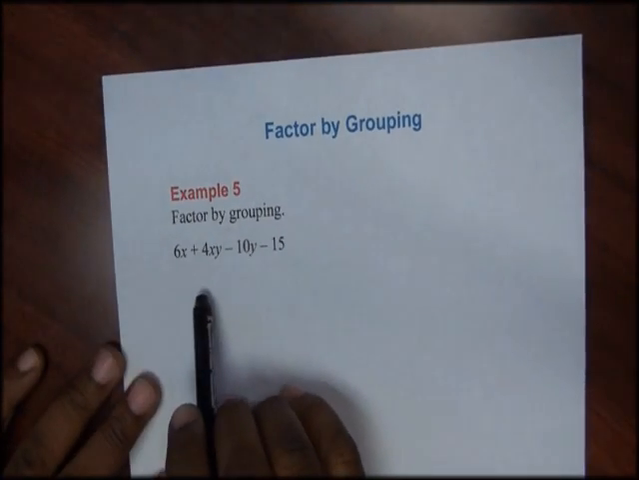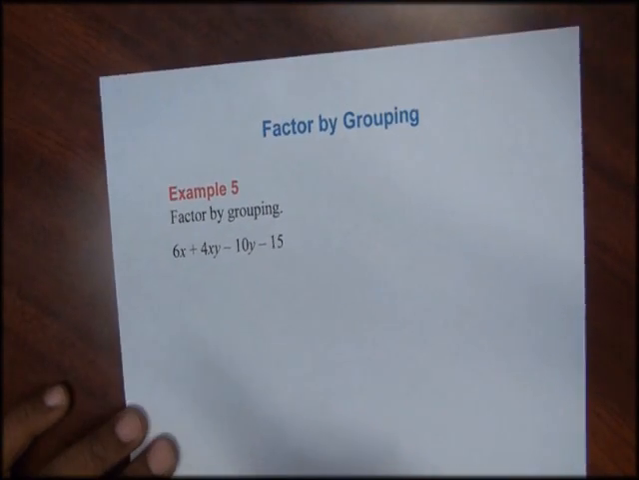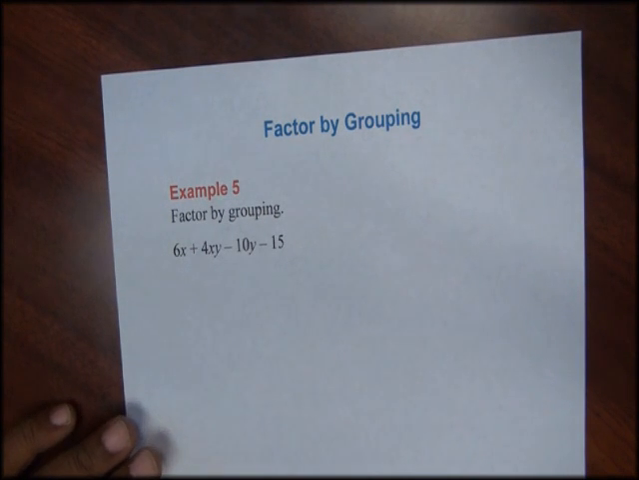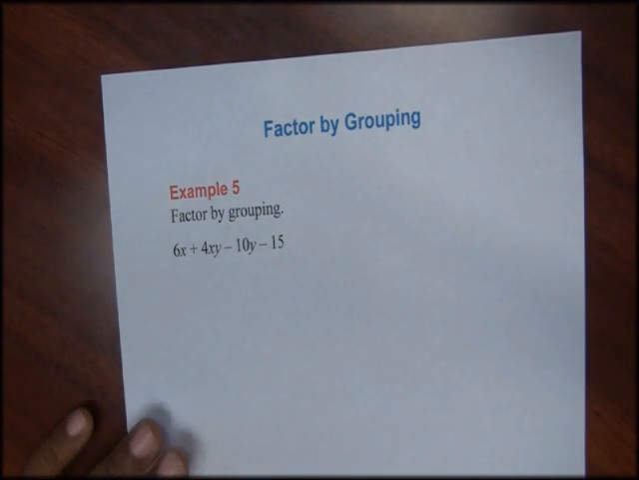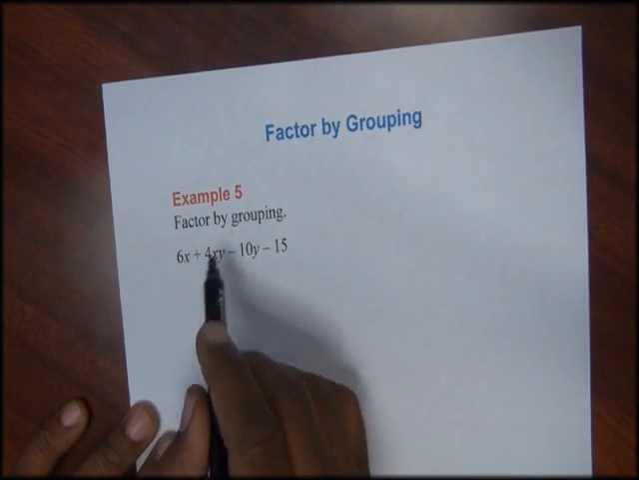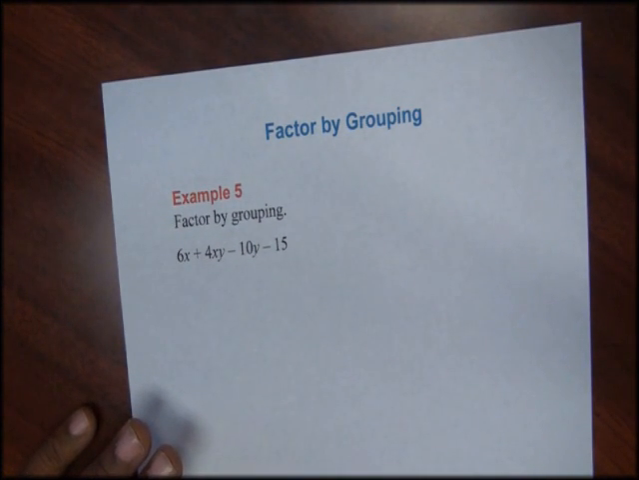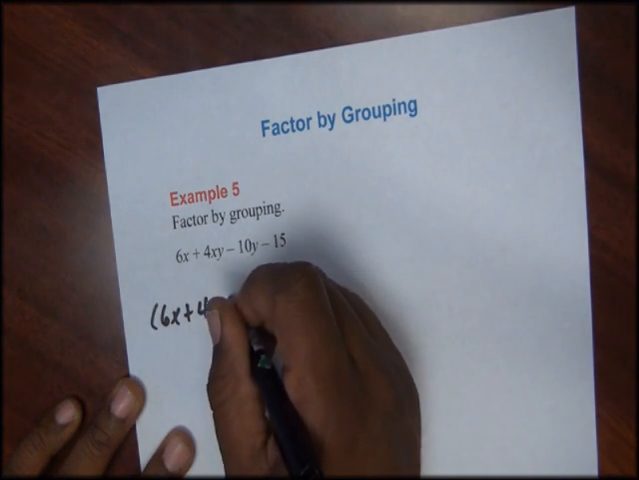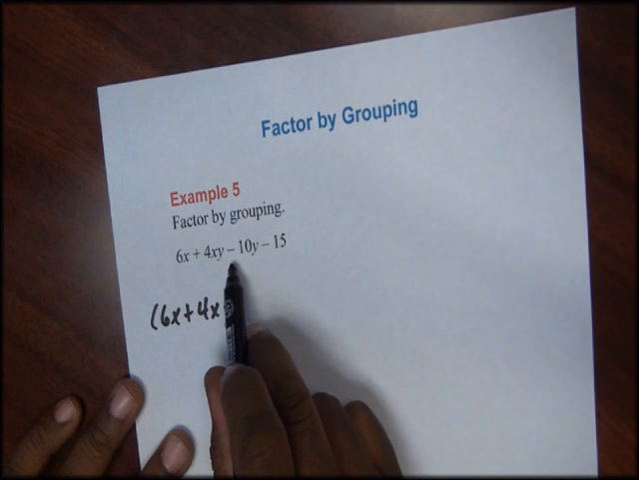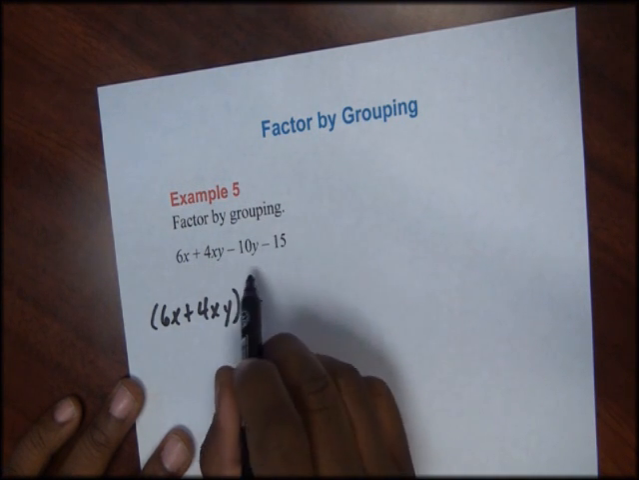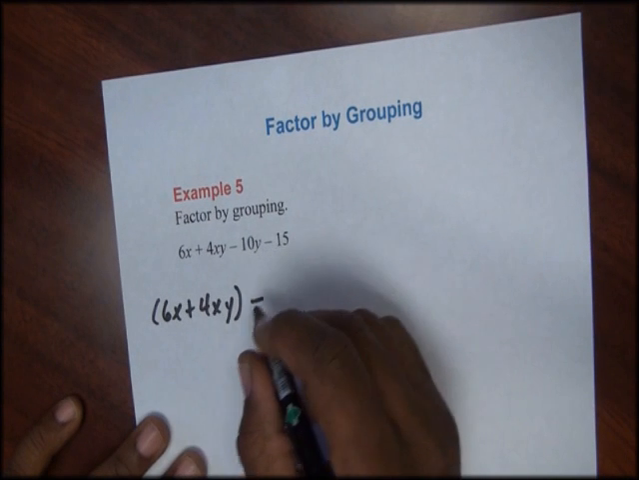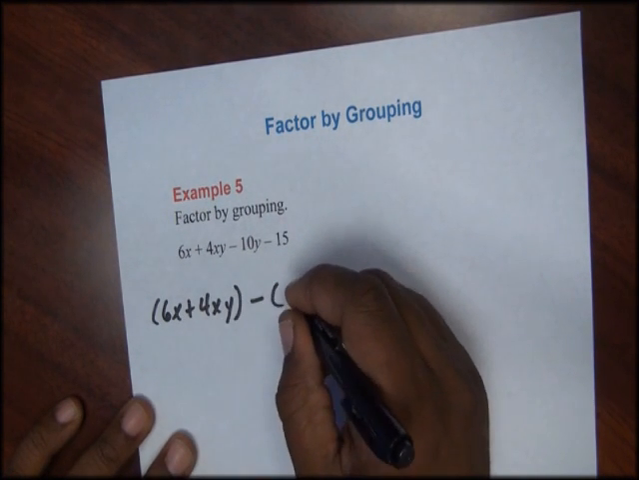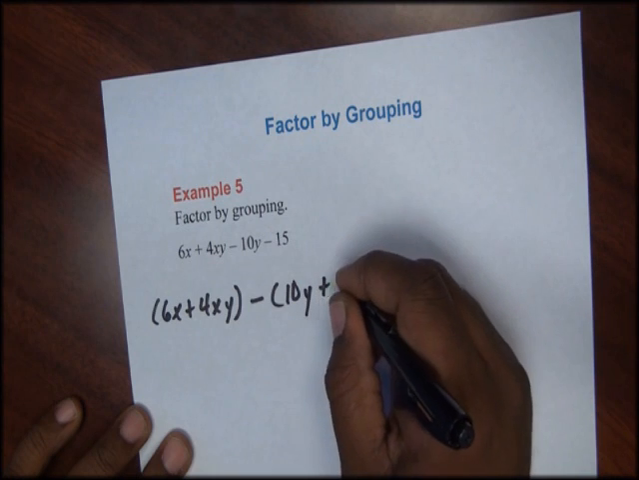In this example of factor by grouping, we will factor 6x plus 4xy minus 10y minus 15. So the first thing we'll do is group the first and the last two terms within a set of parentheses. So we have 6x plus 4xy. Since my third term is negative, I'll factor out a negative, which will in turn change our signs. So the innermost of this parenthesis contains a positive 10y plus 15.